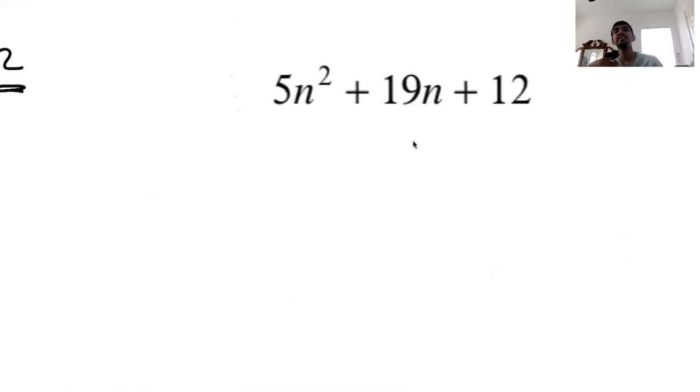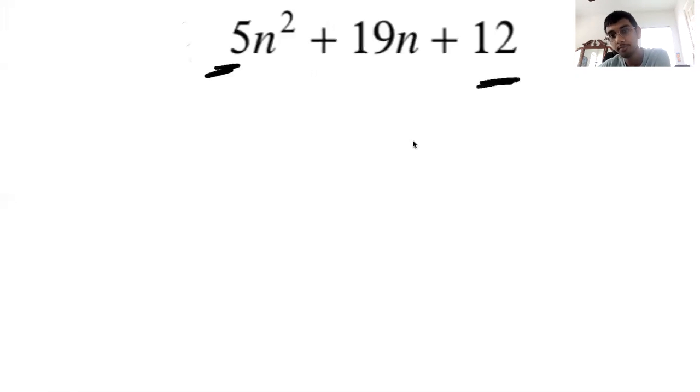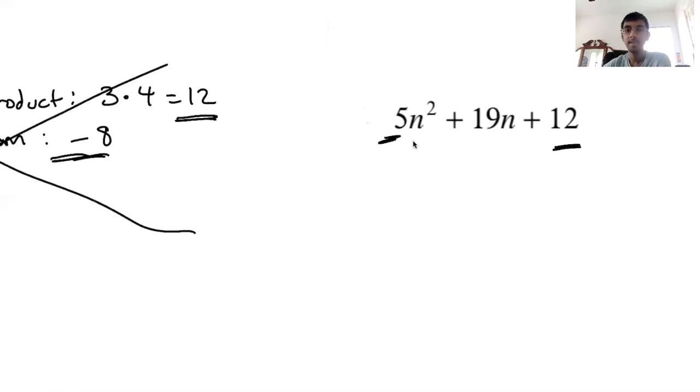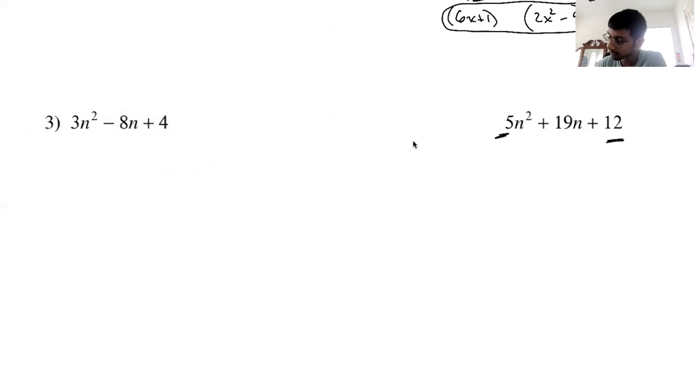5n squared plus 19n plus 12. So to break this one down, we're going to do the same thing I was just doing with that last one, which I put in twice by accident. Okay, so the product would have to be of a times c, right? So we have 5 and 12. Let me zoom out a bit. This is hard to write. Okay, so the product would be 5 times 12, which is equal to 60. And the sum would be 19. Right? Do you see a pattern here?